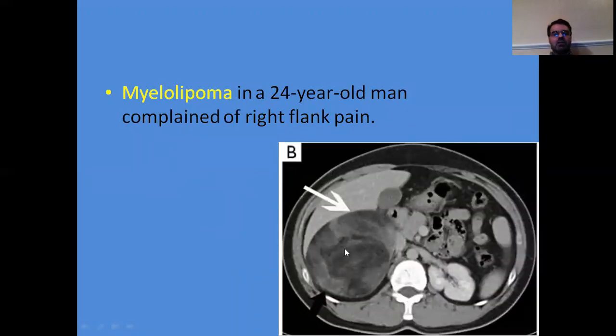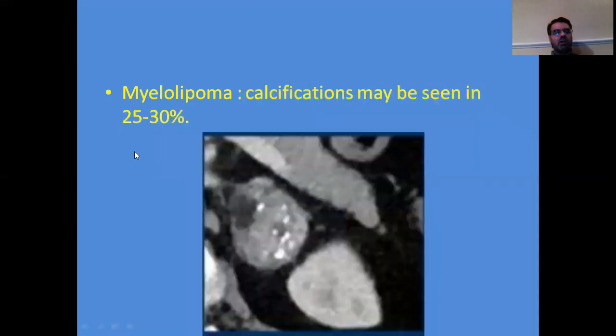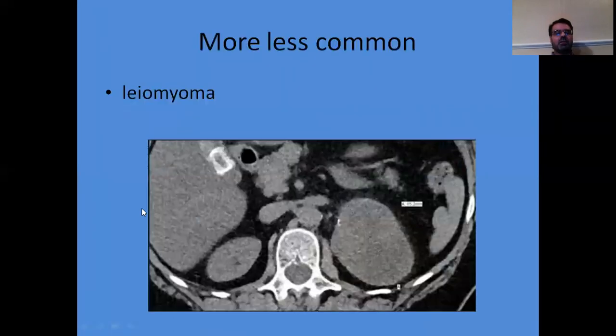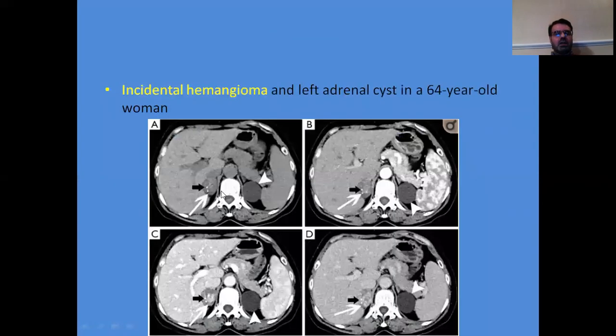Myelolipoma can show similar appearances, but if you notice, the density in the center of this lesion is more fat rather than fluid. Myelolipoma can show calcifications in 25 to 30% of cases, like in this example here. More or less common cases, leiomyoma on the left side. Incidental hemangiomas can also be seen.